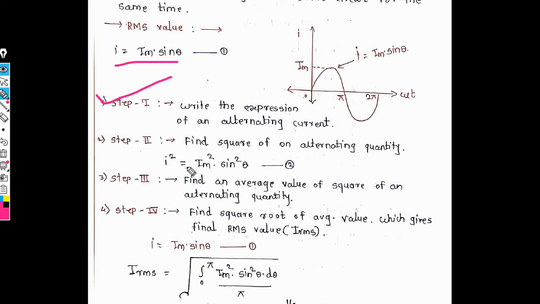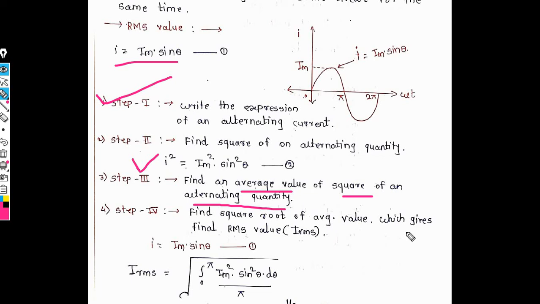That is I square is equal to Im square into sin square θ. That is we have taken the square value of the alternating current. Then we have to calculate the average value of the square of the alternating quantity, that means we are taking the average value of this equation. And finally take the square root of the average value and obtain the RMS value or RMS voltage.